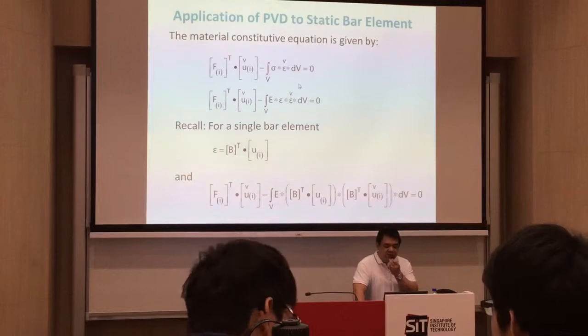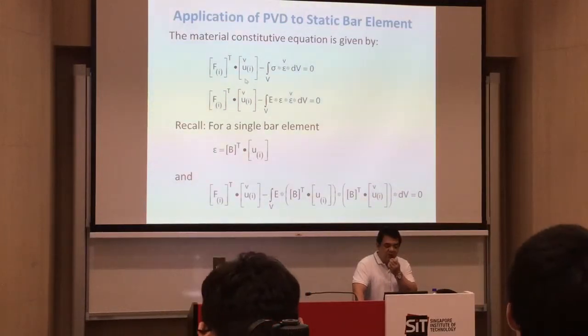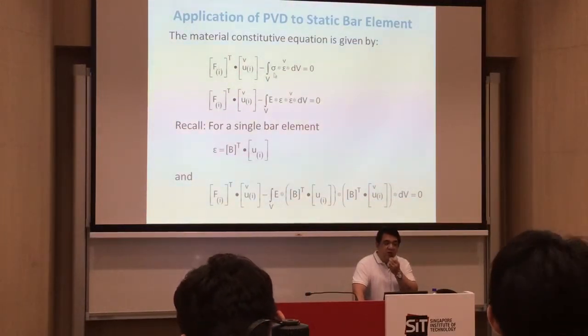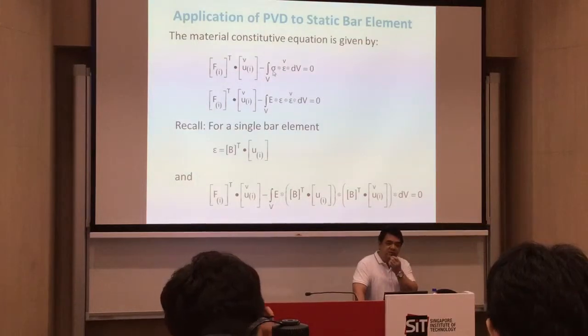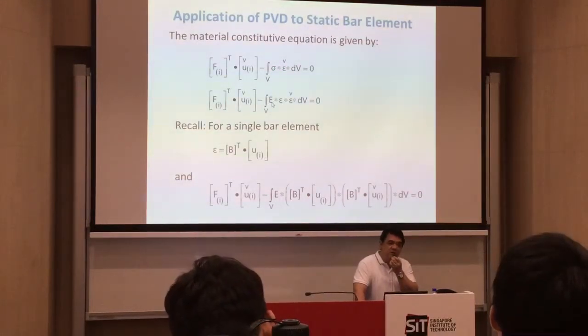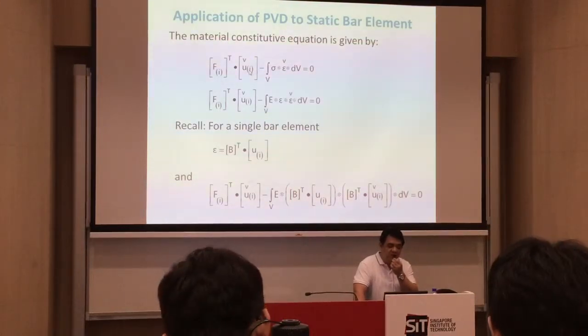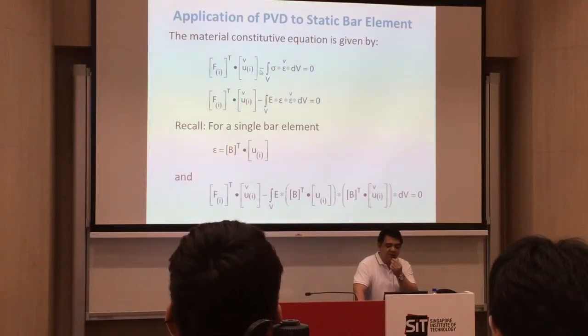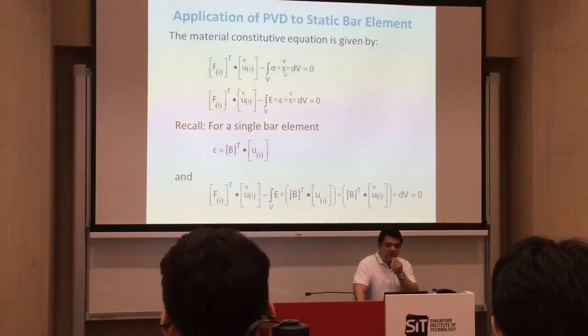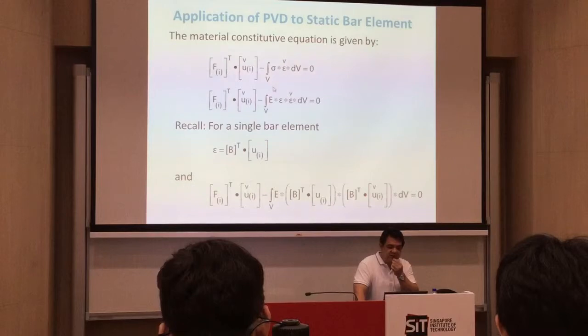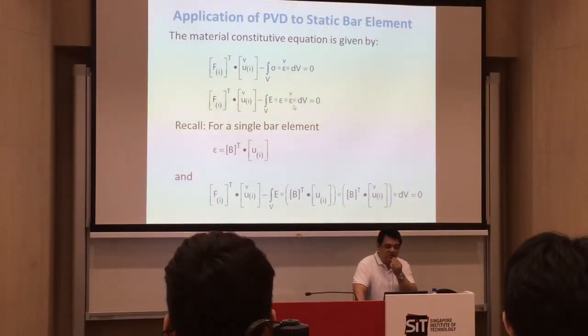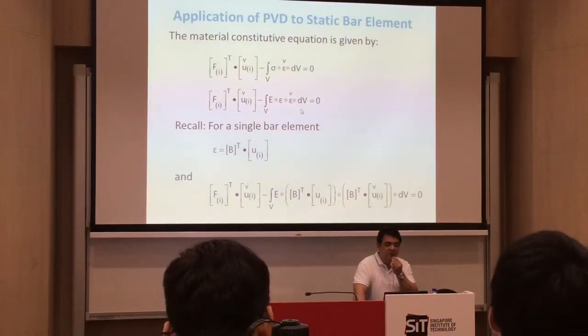So you have now your constitutive equation, just repeating what we got. So you know that your stress is equal to E multiplied by your strain. So it's just expanding now. So this is your force multiplied by your virtual displacement minus that stress strain. But stress is equal to the modulus multiplied by the strain. So you've now got this equation here.